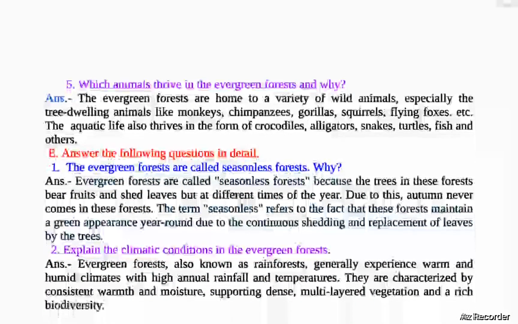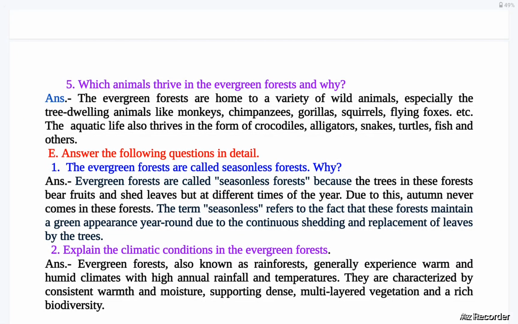So fifth question is which animals thrive in the evergreen forest and why? Answer is the evergreen forests are home to a variety of wild animals, especially the tree-dwelling animals like monkeys, chimpanzees, gorillas, squirrels, flying foxes, etc. The aquatic life also thrives in the form of crocodiles, alligators, snakes, turtles, fish, and others.